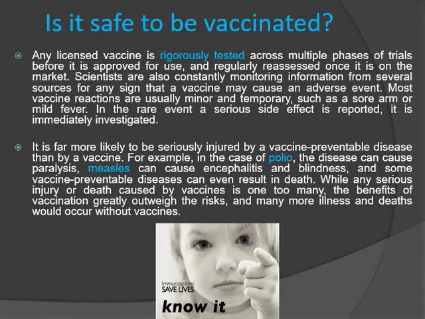It is far more likely to be seriously injured by a vaccine-preventable disease than by a vaccine. For example, in the case of polio, the disease can cause paralysis. Measles can cause encephalitis and blindness, and some vaccine-preventable diseases can even result in death. While any serious injury or death caused by vaccines is one too many, the benefits of vaccination greatly outweigh the risks, and many more illnesses and deaths would occur without vaccines.